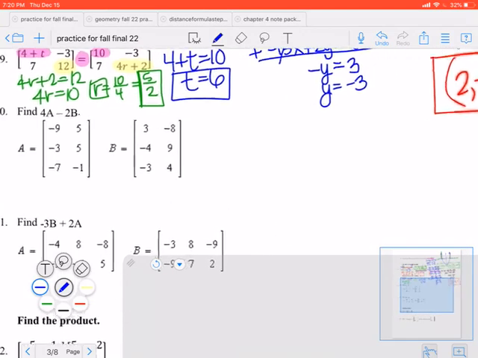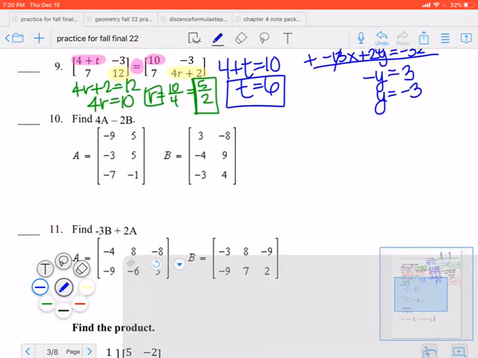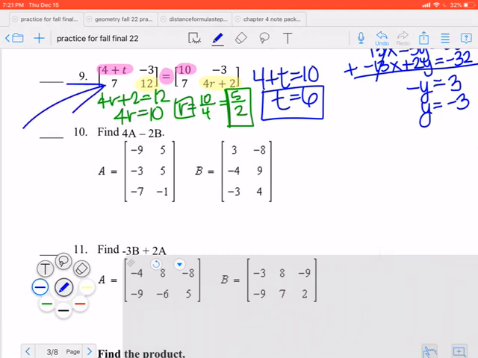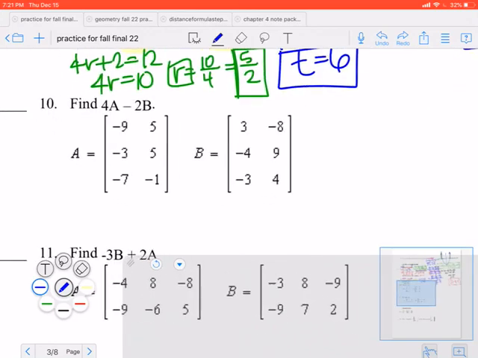Oh my goodness. You can do these with a calculator. Can't do this one with a calculator. Your calculator, we had those equations in there. So that one was a definitely do it by hand. These guys we can do with the calculator.